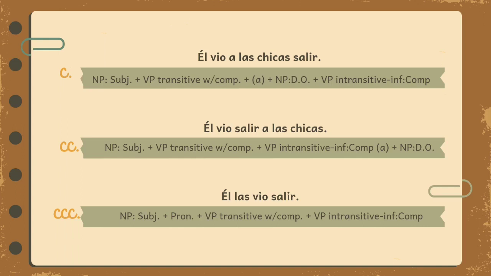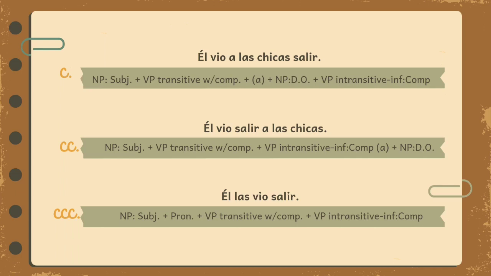C. Él vio salir a las chicas. Noun phrase as subject, verb phrase transitive with complement, intransitive verb phrase with a verb and infinitive as a complement, plus a, plus noun phrase as a direct object. C. Él las vio salir. Here, the pronoun las refers to chicas.